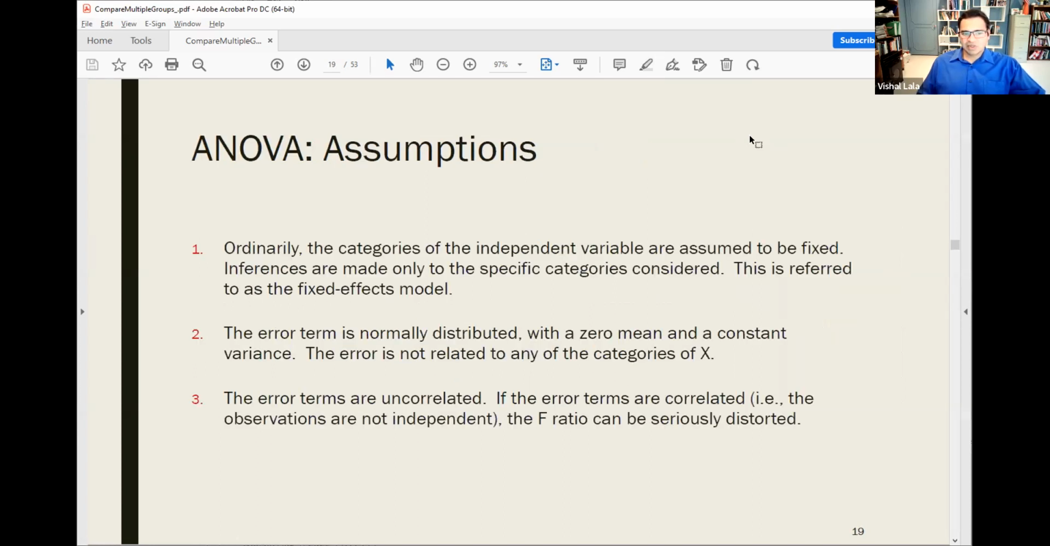So there are some assumptions that ANOVA makes. One of them is that the categories of the independent variable are assumed to be fixed. The second is that the error term is normally distributed. And lastly, the error terms are uncorrelated.